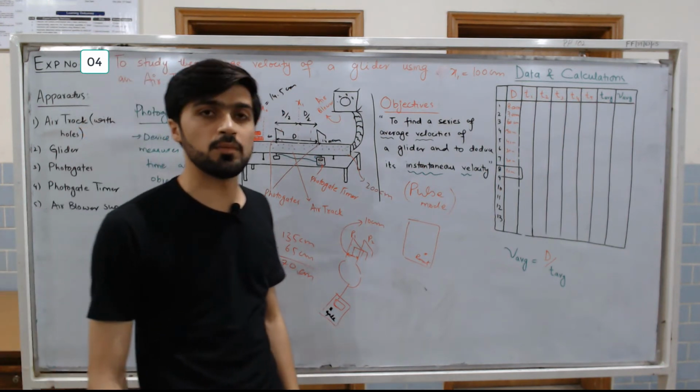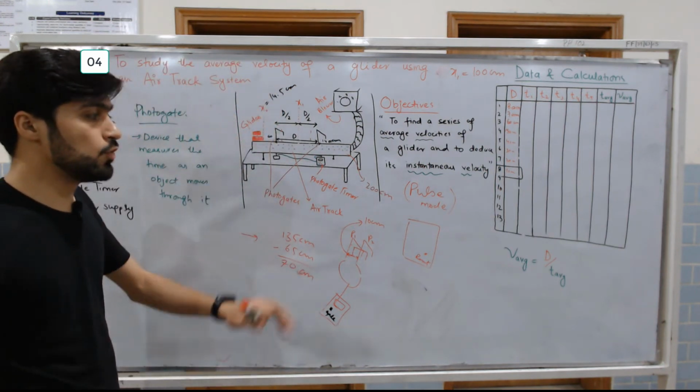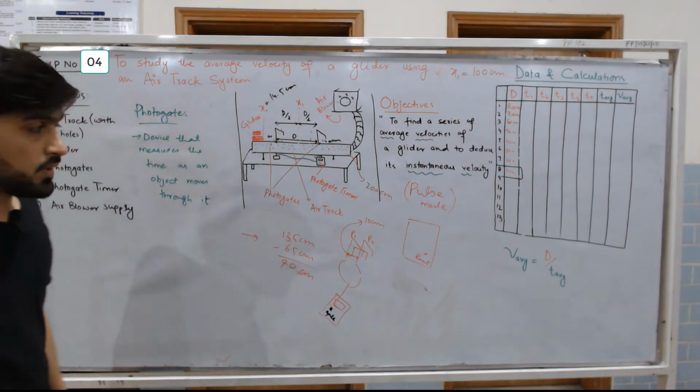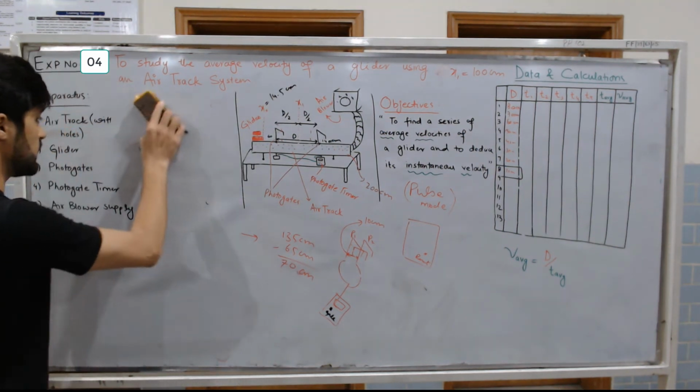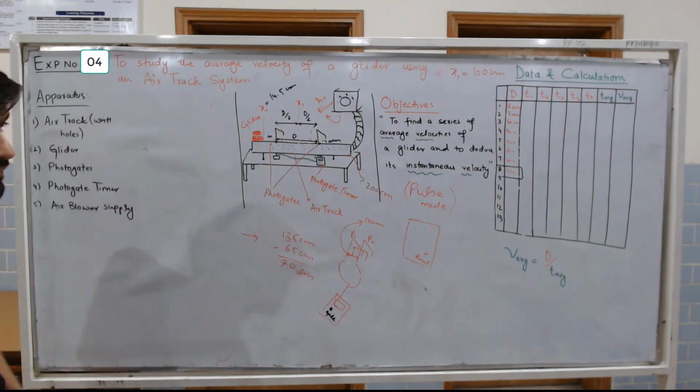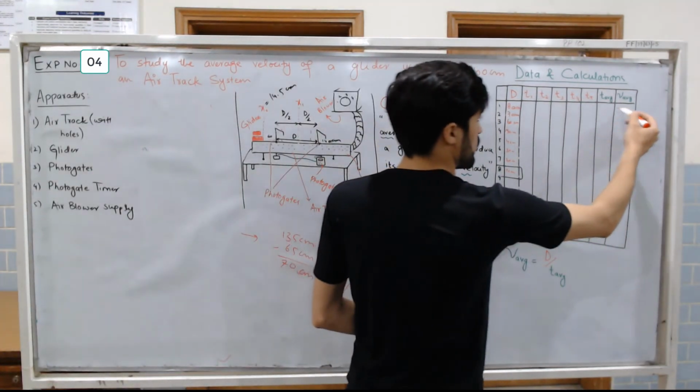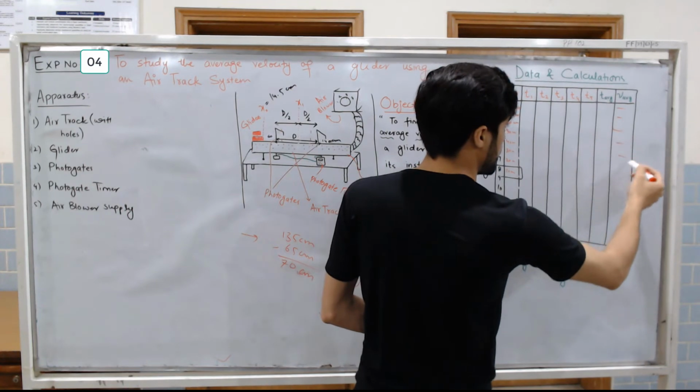Simply, this is the requirement of this experiment. And then you will calculate the value. Now at the end you will have to plot a graph. You will get a series of average velocities for these distances, starting with 80 centimeter.